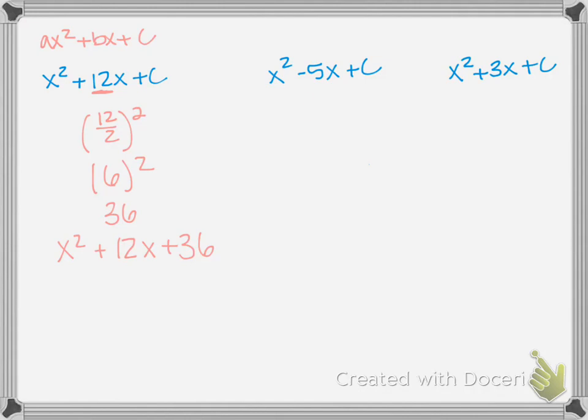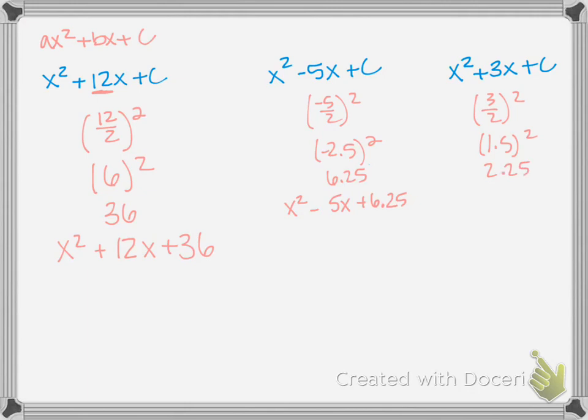Okay, my next one here is -5, so -5 divided by 2 squared. -5 divided by 2 is -2.5, and that squared is going to get me 6.25. So to make this a perfect square trinomial, I got x squared minus 5x plus 6.25. My next one is 3, so 3 divided by 2 squared. 3 divided by 2 gets me 1.5. 1.5 squared is 2.25. So to make this a perfect square trinomial, I've got x squared plus 3x plus 2.25.